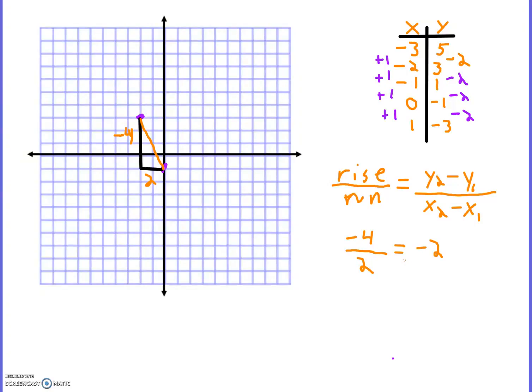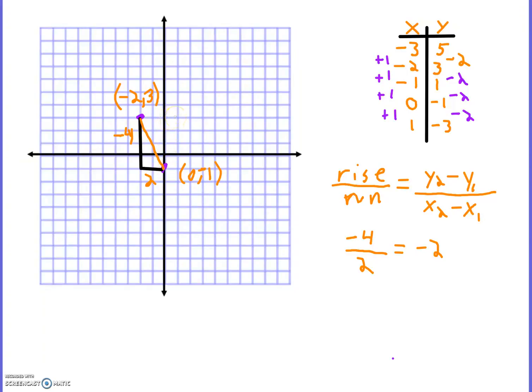What I want to show you now, though, is that this is the same as y2 minus y1 over x2 minus x1. If you look at these 2 points right here, this point is the point negative 2, 3, and this point down here is the point 0, comma negative 1. Well, if you look at it, how much do we rise? Well, we're starting at a level of negative 1 down here. And we rise 1, 2, 3, 4.